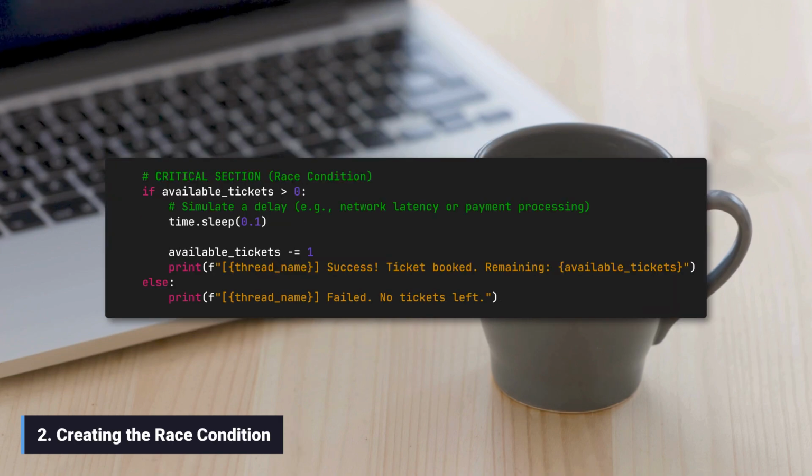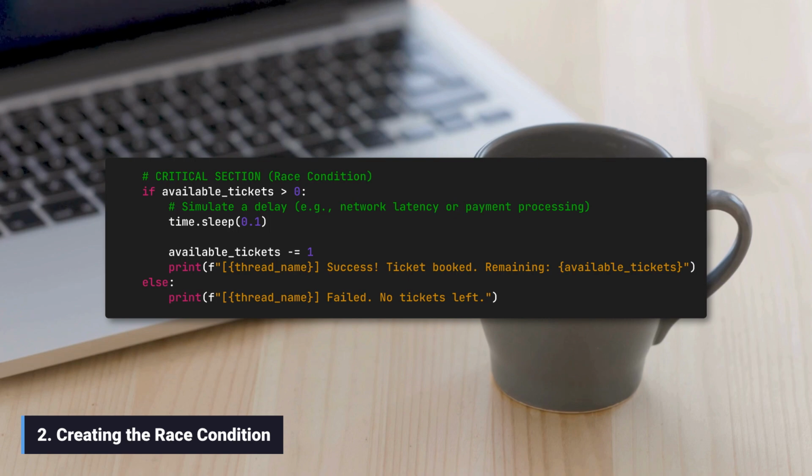2. Creating the race condition. Inside the if condition, we simulate a small delay using time.sleep(). This pause is the key. While the first thread, say, user 1, pauses after checking that available_tickets is greater than 0, the operating system may switch execution to the second thread, user 2.